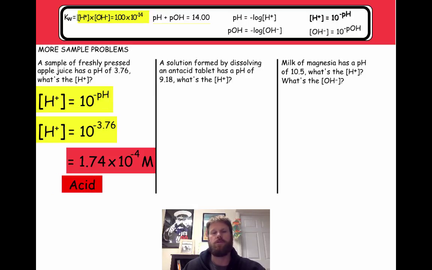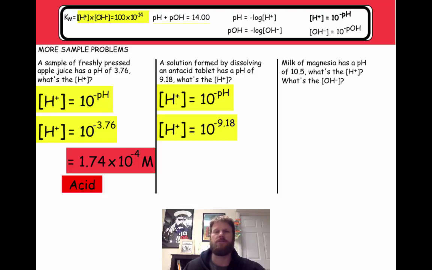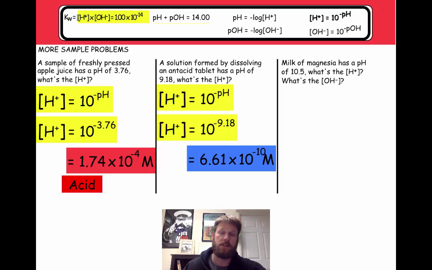How about a solution formed by dissolving an antacid tablet, and the pH of the solution is 9.18? What would the H plus concentration be? Well, once again, going from pH to H plus concentration is as simple as taking 10 to the negative pH. So in this case, 10 to the negative 9.18, which is 6.6 times 10 to the negative 10th. A pH of 9.18, or a concentration of H plus of around 10 to the negative 10th, corresponds to a base.